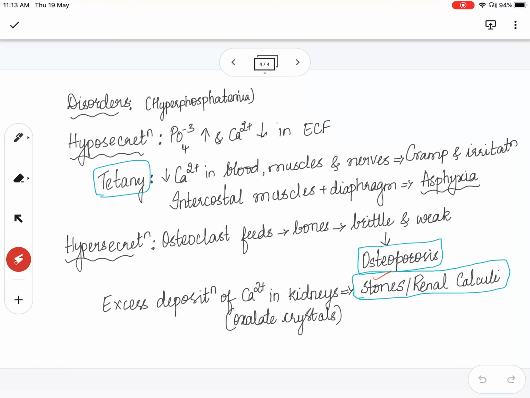Then the last one, if excess deposition of calcium takes place in the kidney, we know a common name that is called as what? Kidney stones. Which are those? Calcium, they have a specific name that is called oxalate crystals. That is why they say to consume excess amount of water, that a minimum value of water should be there. If there is no minimal value maintained in the body, then only the salt crystals will get deposited. That is called as what? Oxalate crystals. And the other name for it is called as what? Renal calculi.